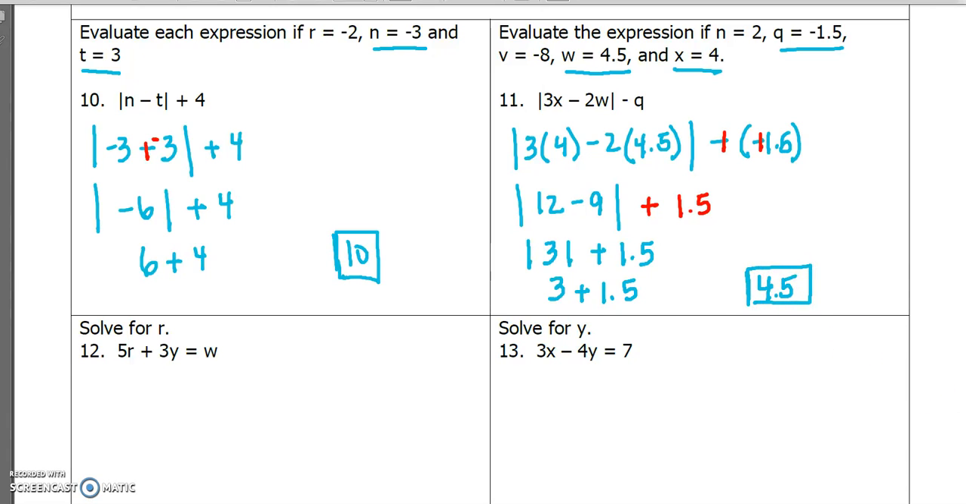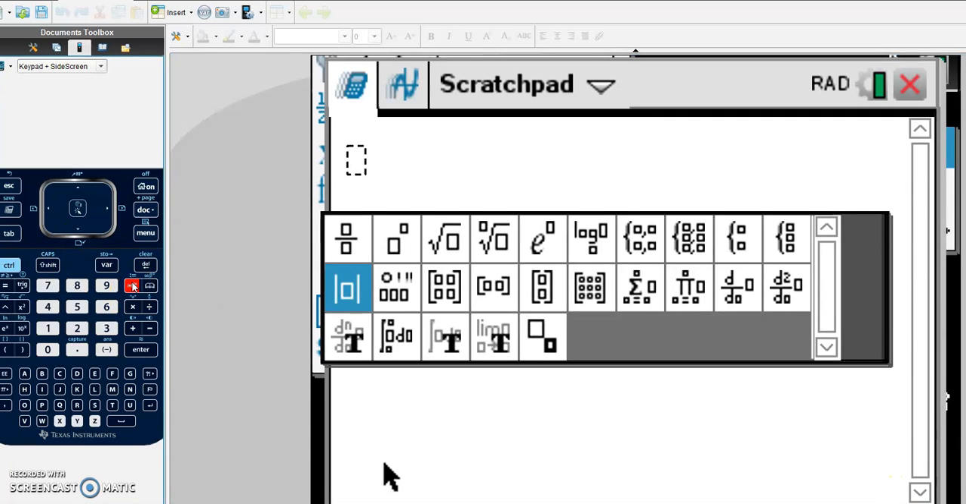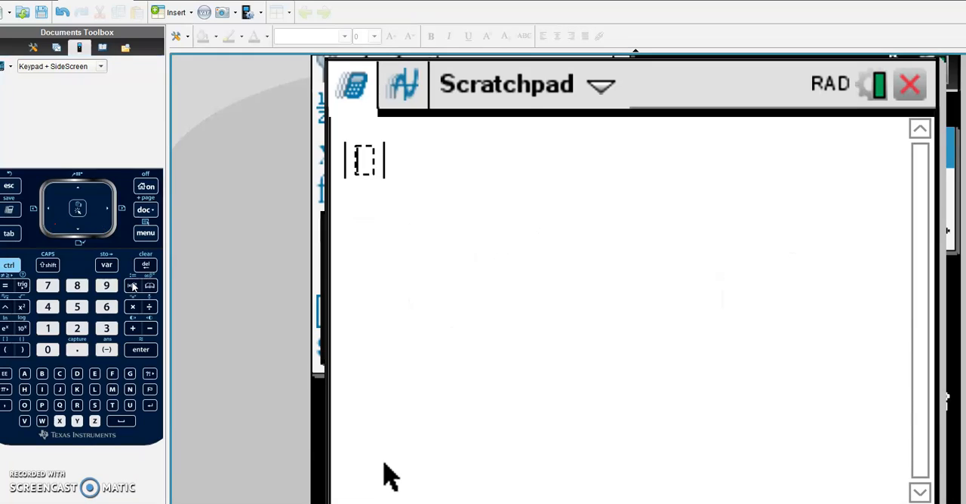Now, both of these problems we could have done in the calculator because there are absolute value bars in the calculator. So let me get the calculator set up and we'll do one of them in the calculator. Okay, so I'm on Scratchpad and I need the absolute value bars. Let's do number 11. To get to my absolute value bars, we can hit this button right here that's next to the 9. Do you see I have a fraction here, but I want the absolute value bars, which are already highlighted, so I just hit enter.